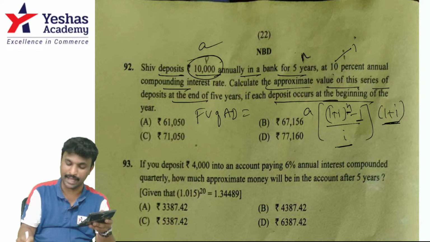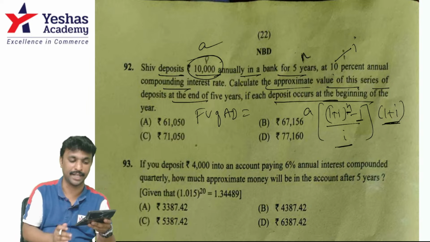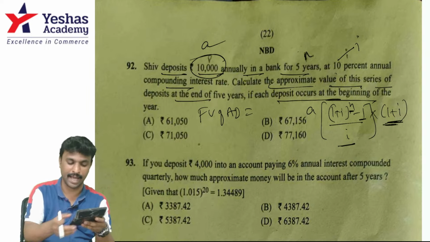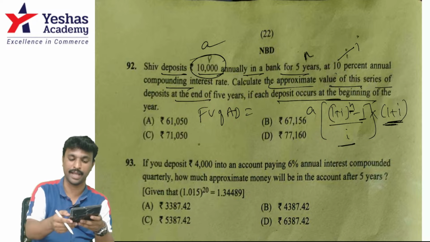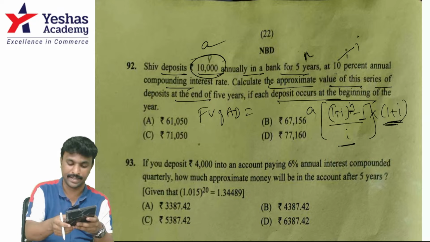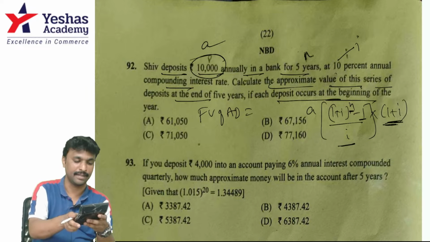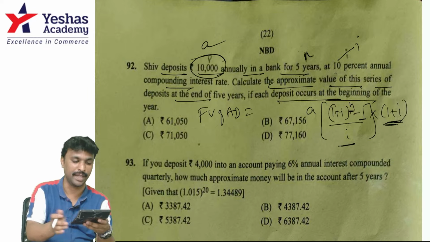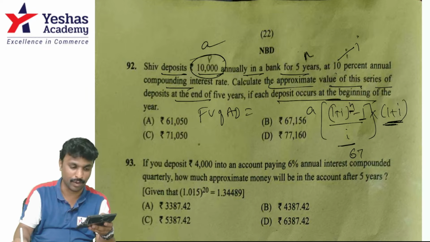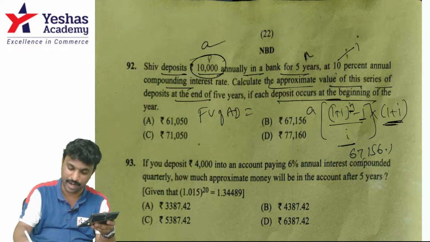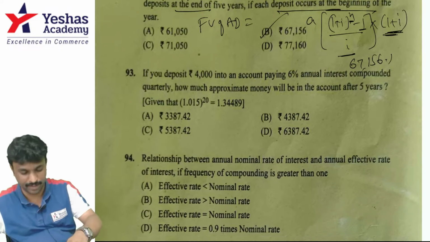Divided by I, which is 10%, press the percentage, into 1 plus I. Where is 1 plus I in the memory? How do I recall? MRC. Press into A, what is A? 10,000. That fetches me 67,156.1. So option B is the right answer.